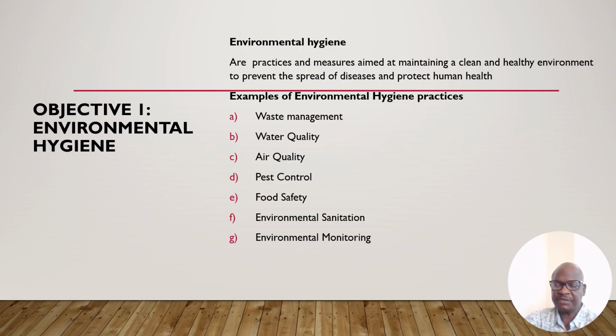Some of the practices that we can embrace as members of the community include proper waste management, protecting the water to ensure high water quality, having good air quality, controlling pests, ensuring that we have food safety and environmental sanitation. We can also have in place a proper mechanism through which we monitor the environment and anything that can threaten the environment.